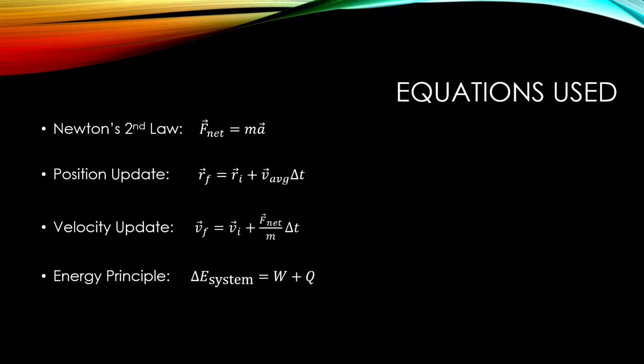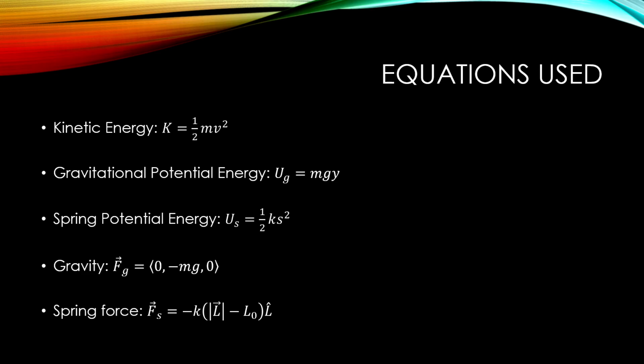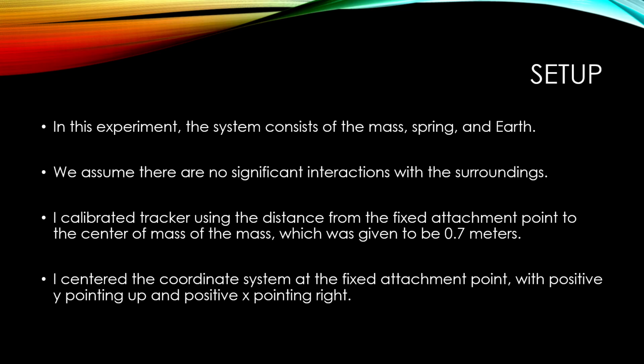Here are the equations used: Newton's second law, the position and velocity update formula, and the energy principle. The formulas for kinetic energy, gravitational potential energy, spring potential energy, the force of gravity, and the spring force. In this experiment, the system consists of the mass attached to the spring itself, and Earth. We assume there are no significant interactions with the surroundings.